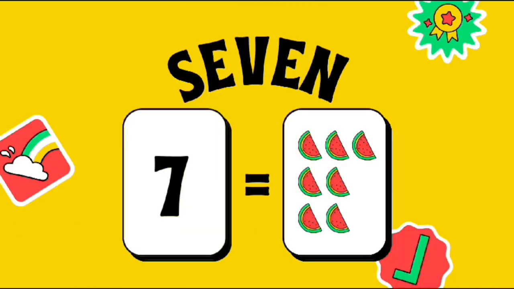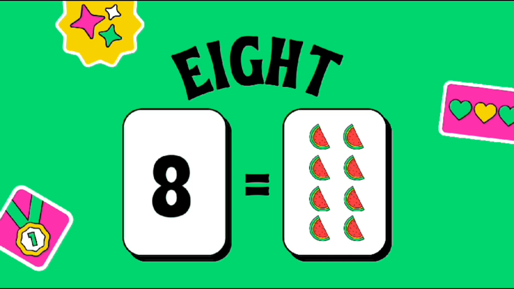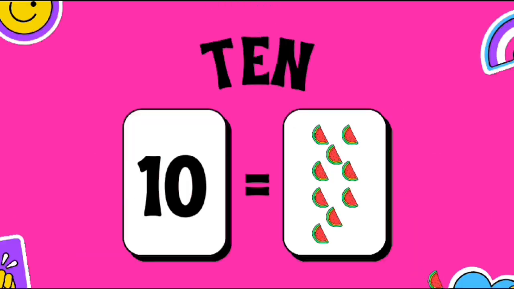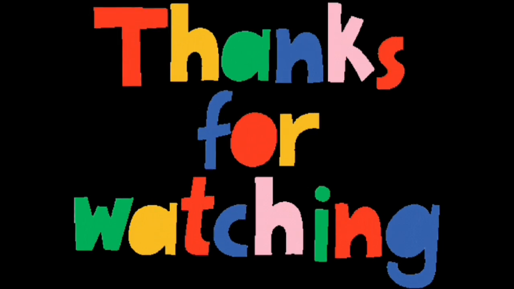Can you count this? 1, 2, 3, 4, 5, 6, 7. 7 watermelons. Can you count this? 1, 2, 3, 4, 5, 6, 7, 8. 8 watermelons. Can you count? 1, 2, 3, 4, 5, 6, 7, 8, 9. 9 watermelons. Now count: 1, 2, 3, 4, 5, 6, 7, 8, 9, 10 watermelons.